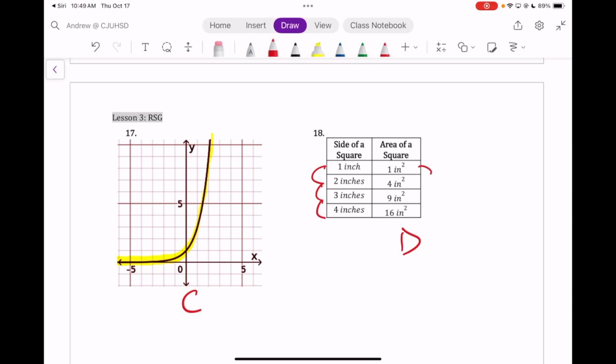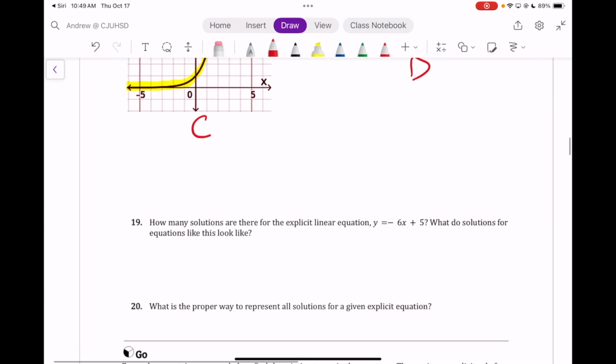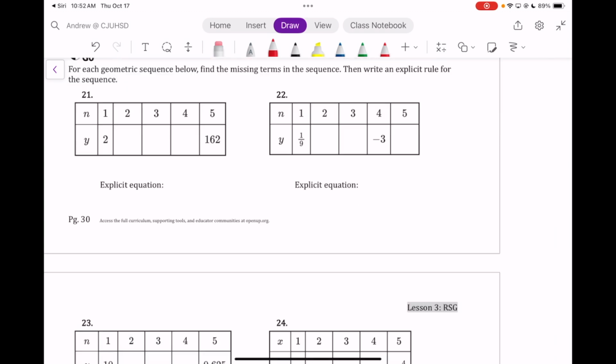Now I'm going to jump you down to the go section. We're going to look at number 22. So on this one, we're going to start with 1/9. And we're going to jump 1, 2, 3 to get to -3. And to solve an equation like that, you multiply by 9 on both sides of the equal sign, which cancels out the 9. Get r to the third is -27.